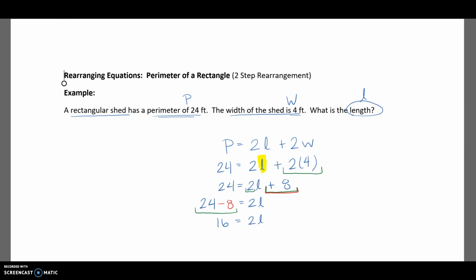And now to get the L by itself, since it's being multiplied by 2 right now, I can divide by 2 on the other side of the equation. 16 divided by 2 equals L, or L equals 8. My units are feet. So we used the same strategies we did in the previous videos. In this case, we just had multiple operations combined in one equation. We moved the terms that were being added or subtracted first, and then did any multiplication or division.